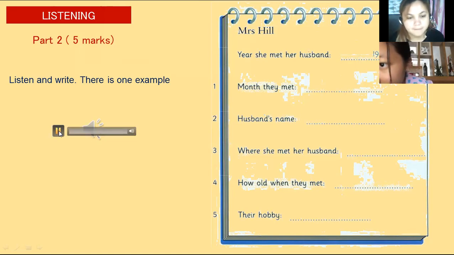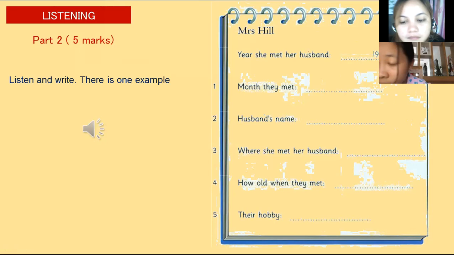Part 2. Listen and look. There is one example. When did you meet your husband, Mrs. Hill? It was in 1947, so that's 50 years ago. 50 years is a long time. Yes. Can you see the answer? Now you listen and write.